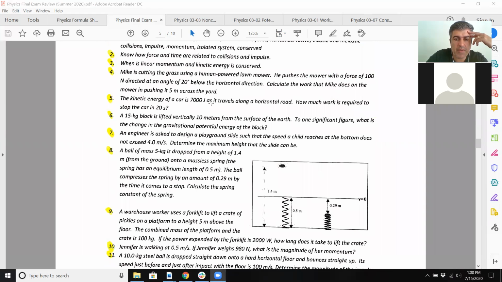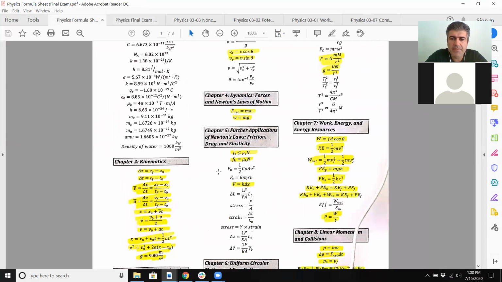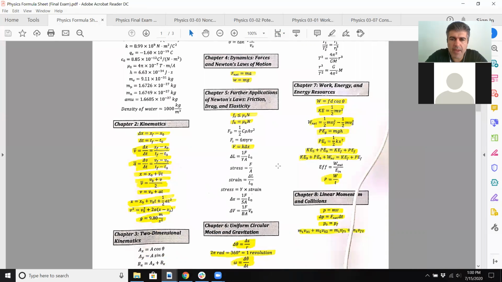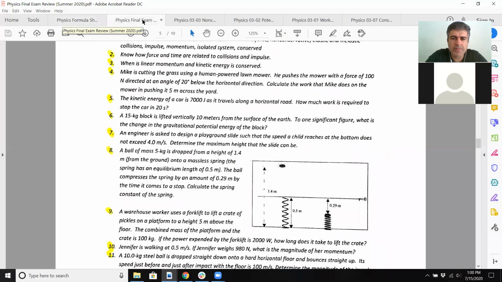For 5, the kinetic energy is 7,000 joules. How much work is required to stop the car in 20 seconds? So you could think of this as, let me try to think about this here. I believe force over time. If you look at one of our formulas here. Looks like we don't have that. Yeah, but if we go back again, energy. Actually, hold on a sec. Okay, I'm losing my mind here.